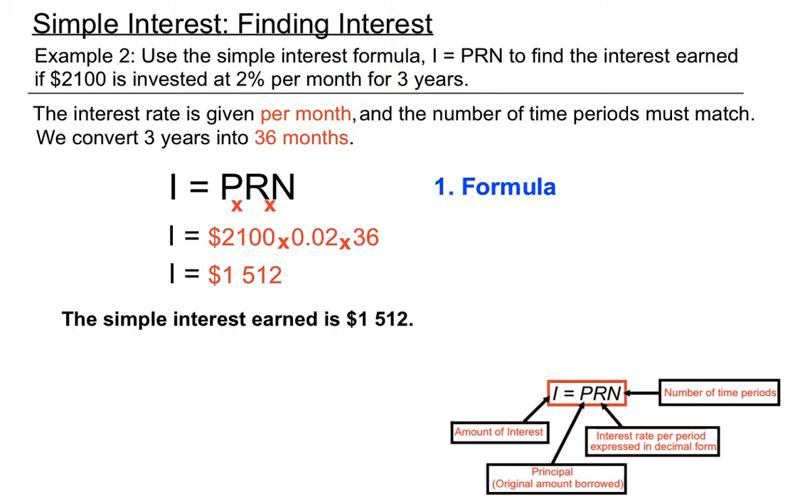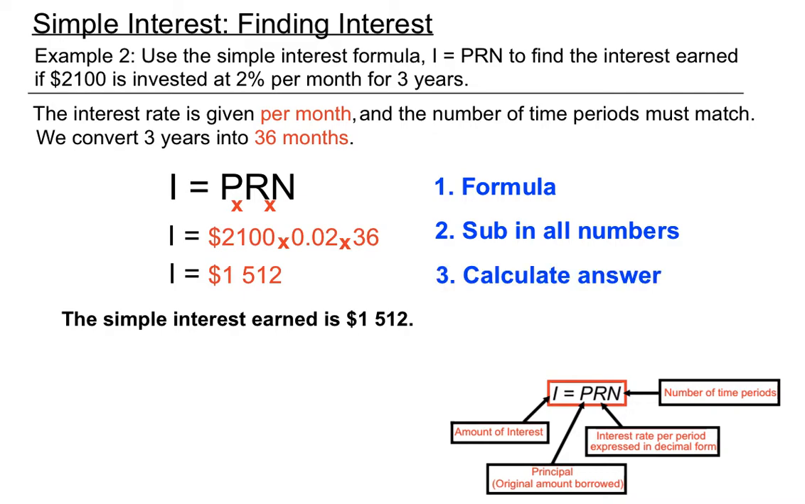Once again, you'll notice the pattern here. We put the formula on the one line. The second line underneath, we subbed in all the numbers we had in the question, and then we calculated our answer. Alright, so a little bit of a twist there.